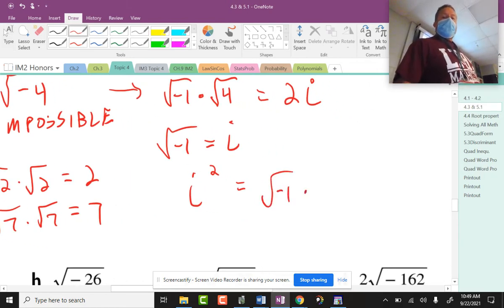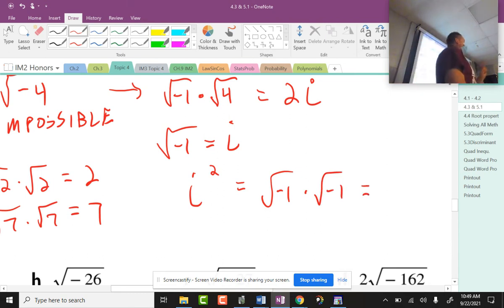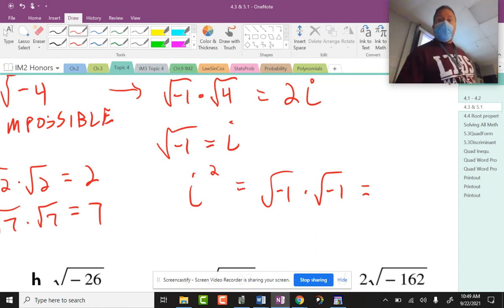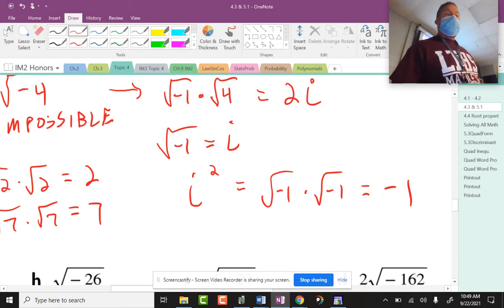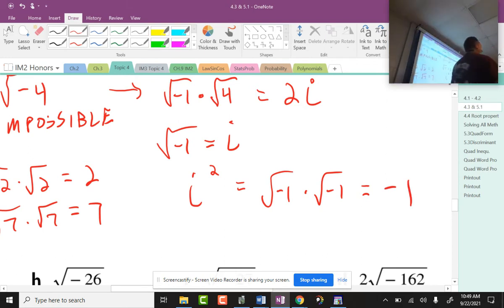You know what i squared is? Square root of -1 times the square root of -1. No, you can't take a negative times a negative in this case. But what you can see is what I did over here. Square root of 2 times the square root of 2, is 2. Square root of 7 times the square root of 7, is 7. Square root of negative 1 times square root of negative 1, is negative 1. And you better understand that there's a huge difference between negative 1 and the square root of negative 1.